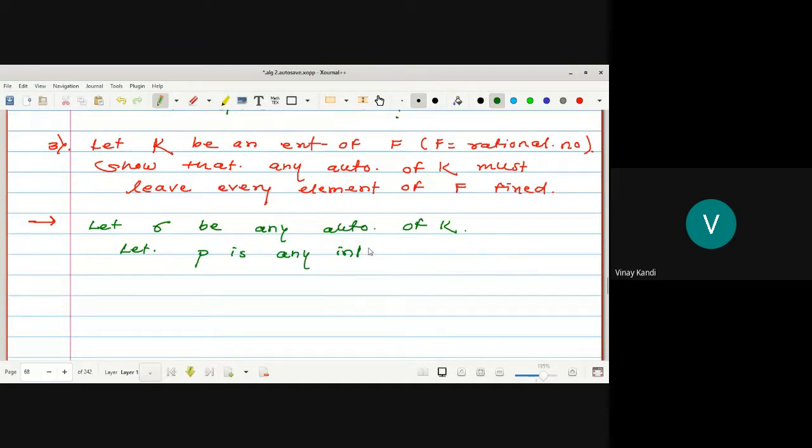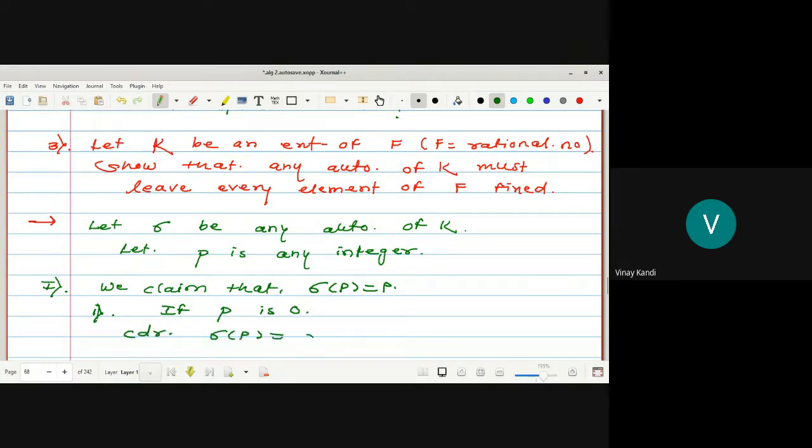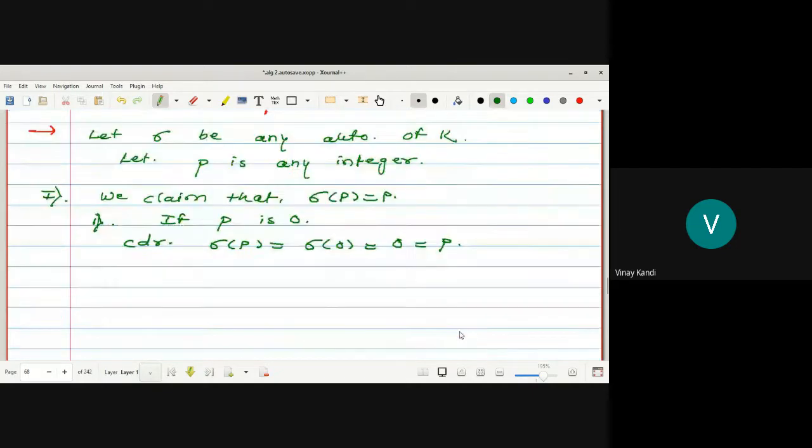Okay, suppose let p be any integer. Now step number 1, we claim that sigma of p is equal to p, if p is an integer. Case 1. If p is the zero element. So consider sigma of p is equal to sigma of 0, which is equal to 0, which is equal to p. So hence for 0 it is true.